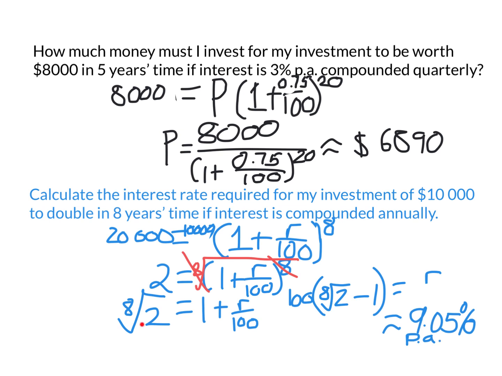Another good thing about using the 8th root of 2 rather than writing it as a decimal is that my answer here will be exact. If I round this number at this step, my final answer won't be accurate.